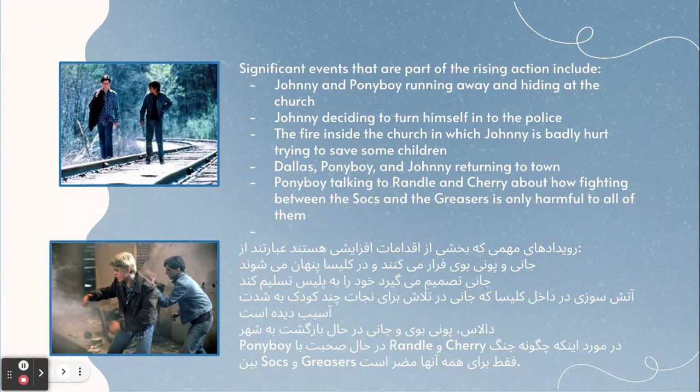So, more significant events that are part of rising action include Johnny and Ponyboy running away and hiding at the church, Johnny deciding to turn himself into the police, the fire inside the church in which Johnny is badly hurt trying to save some children, Dallas, Ponyboy, and Johnny returning to town, and Ponyboy talking to Randall and Cherry about how fighting between the Socs and the Greasers is only harmful to all of them.